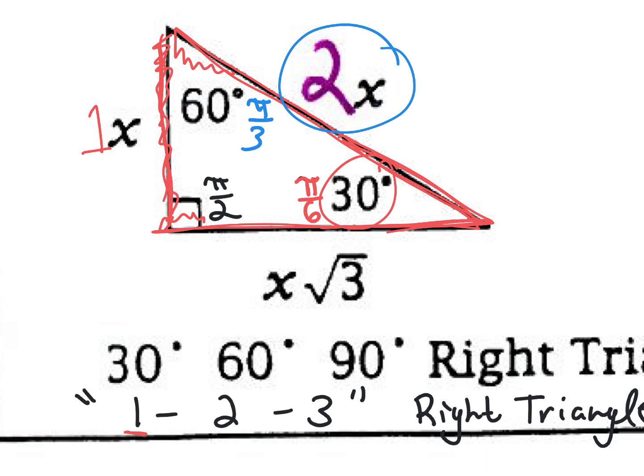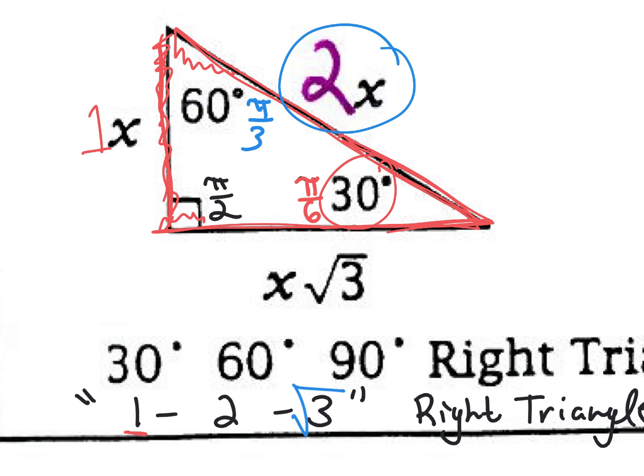I'm sorry, I don't have that memorized. But the square root of 3 is a number between 1 and 2 because 60 degrees is an angle measure that's between 30 and 90. So that's where the 3 comes in. So it's technically not the 1, 2, 3 triangle. It's the 1, 2, square root of 3 triangle.